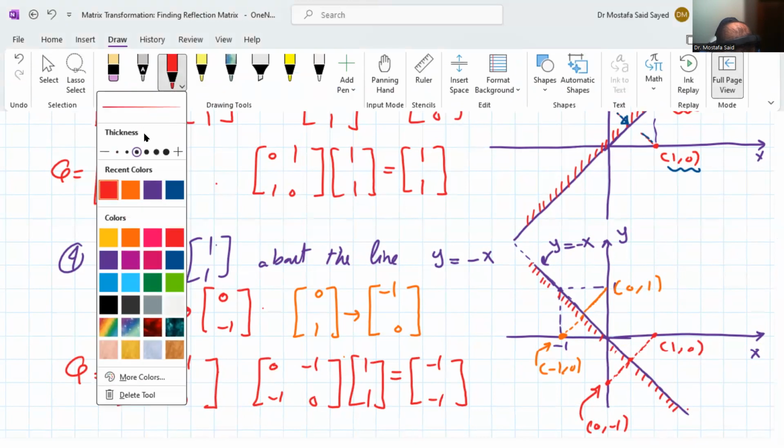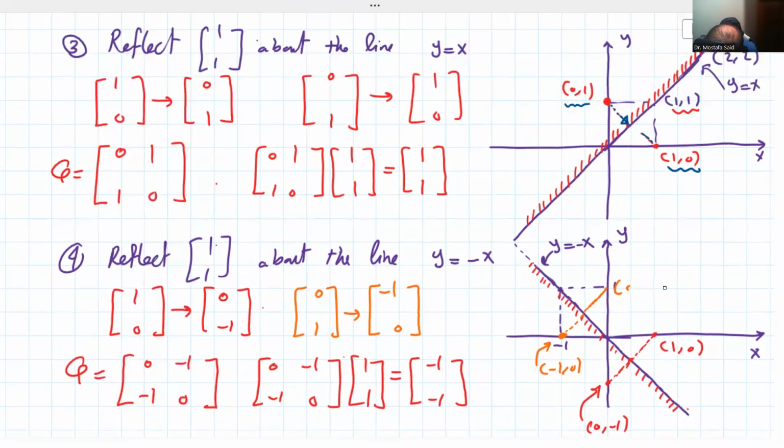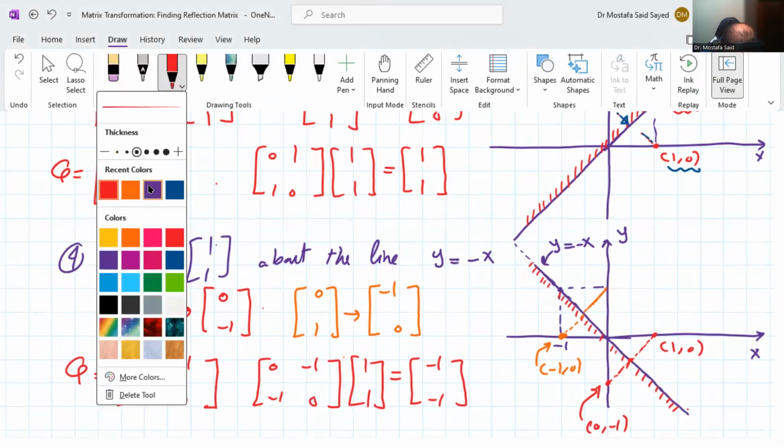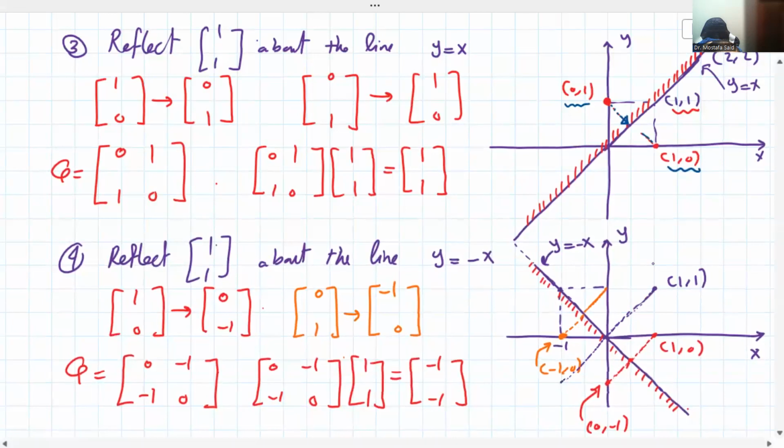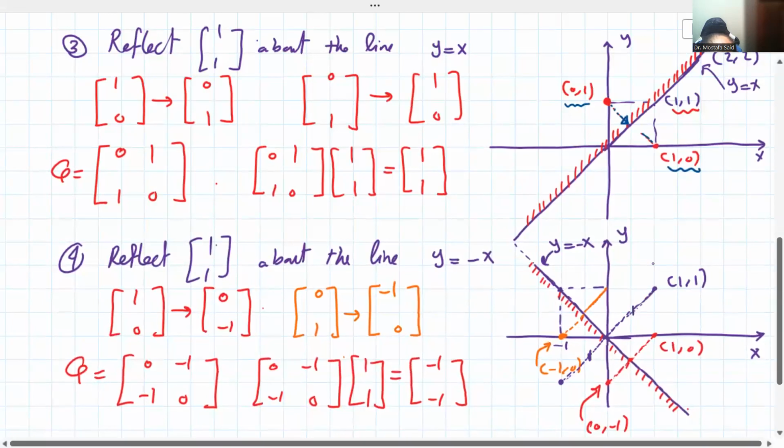So let's first remove this here for clarity. Let's do it with this color. So that's 1, 1. We apply a perpendicular line and extend it the same distance. That distance is equal to that distance here. So that's the point here, -1 and -1. That's correct. Okay, guys, so that's basically the reflection with some corner cases.